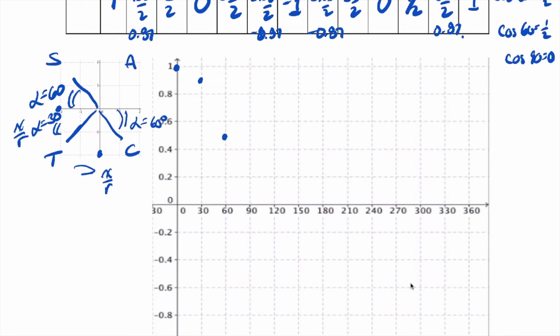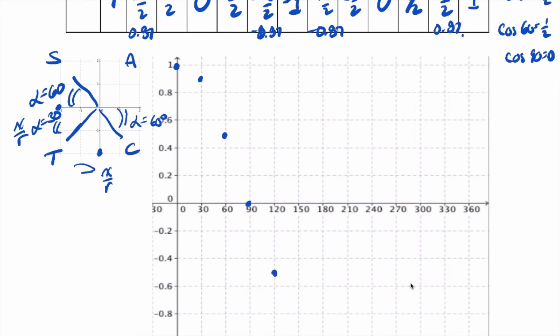Cos of 90 is 0. Cos of 120 is a negative 1/2. Cos of 150 is roughly negative 0.87, so right around there. Cos of 180 is negative 1. Cos of 210 is negative 0.87. Cos of 240 is negative 1/2. And cos of 270 is 0.